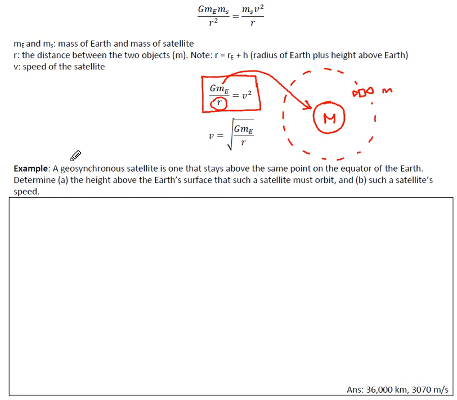So we're going to use that right now. It says a geosynchronous satellite is one that stays above the same point on the equator of the Earth. And our first task is to determine the height above the Earth's surface that the satellite must orbit, and the satellite's speed.